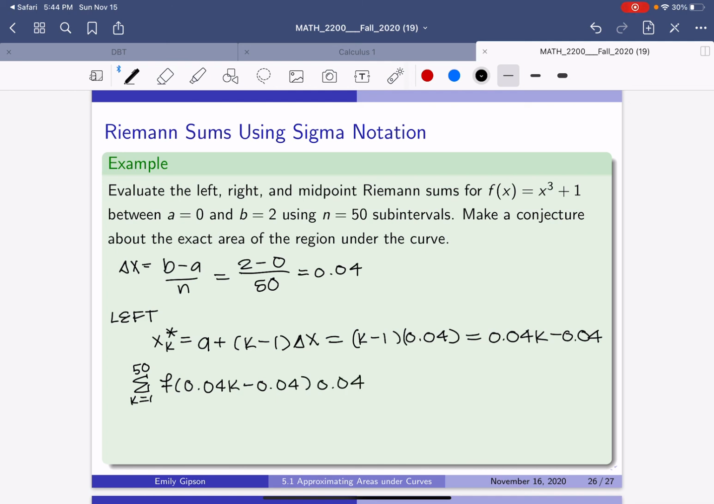Now, I can even make this a little bit simpler for myself and plug in furthermore when f of x is x cubed plus 1. So I really have 0.04k minus 0.04, cubed, plus 1, and all of this times my delta x of 0.04.